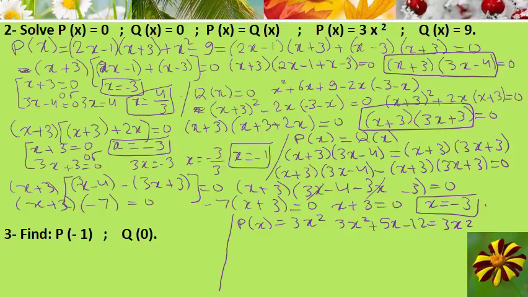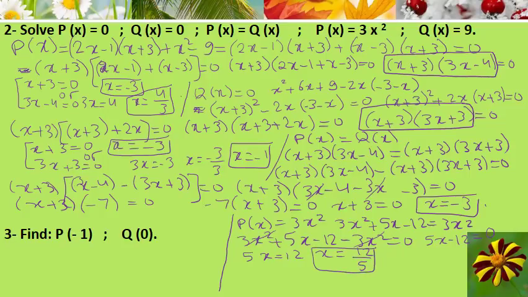Now we bring the 3x squared to the first part of the equation. It becomes minus 3x squared is equal to 0. 3x squared minus 3x squared, they cancel each other. We will have 5x minus 12 is equal to 0. We solve it. 5x is equal to 12. x is equal to 12 over 5. This is the solution. Okay?